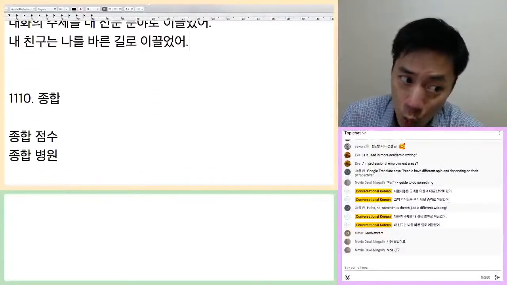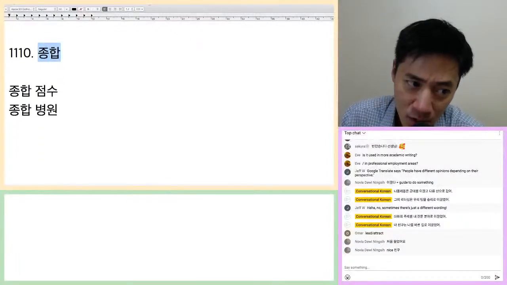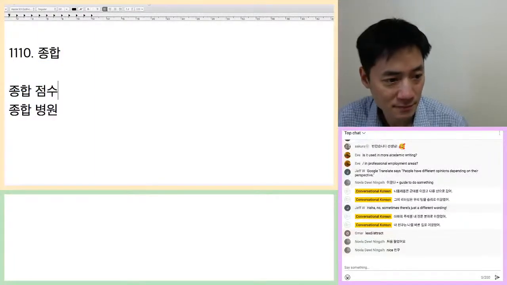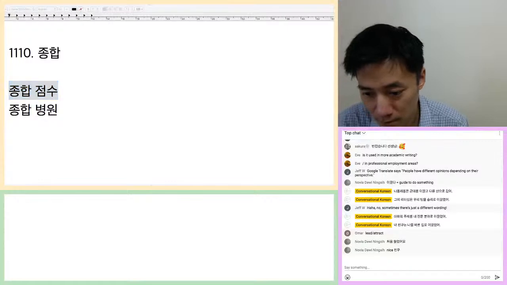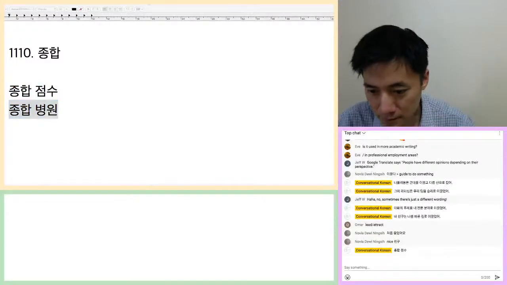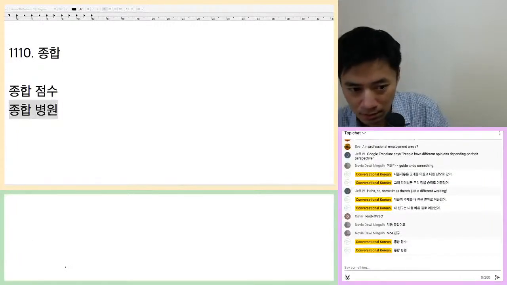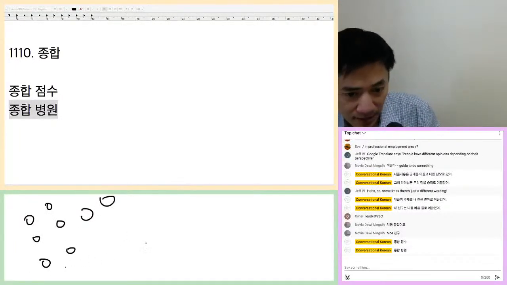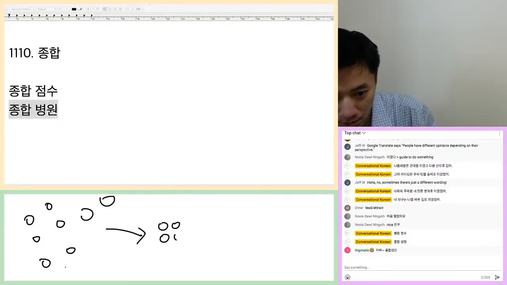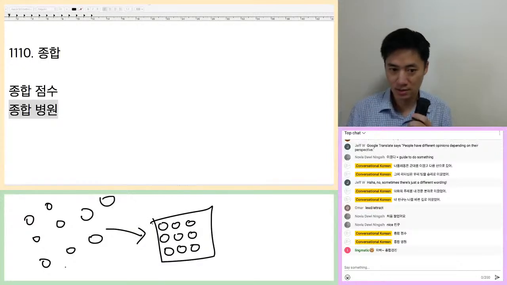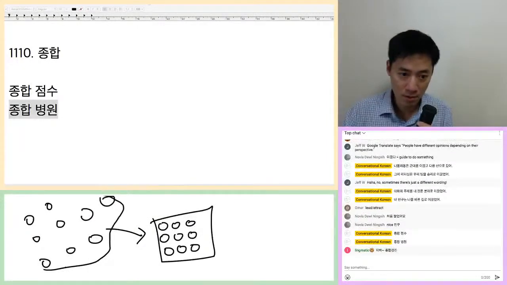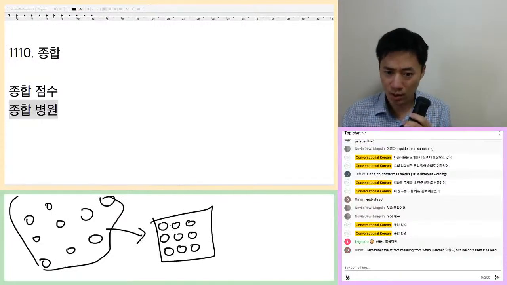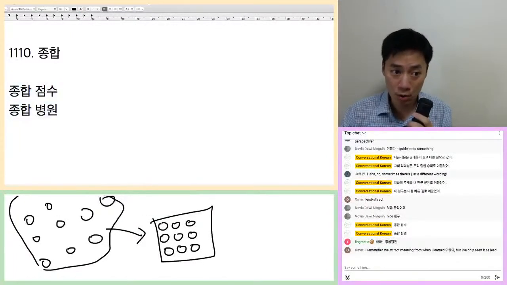And last word of today is 종합. 종합. Have you heard of it? 종합 점수 and 종합 병원. Let's say these were separated, like eight or nine things, separated before. You gather them into one place, something like that. Not physically, but still, 종합. Maybe the first one, 점수, is like score.